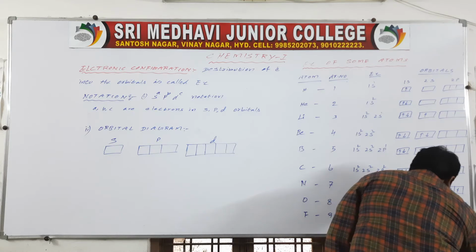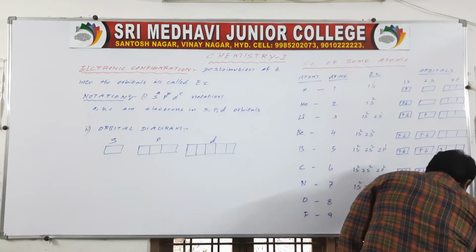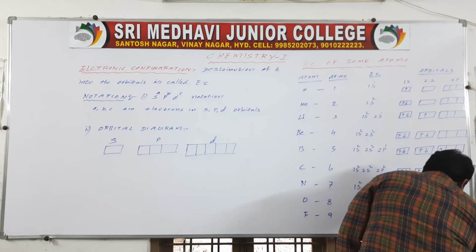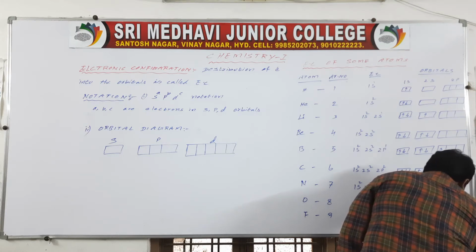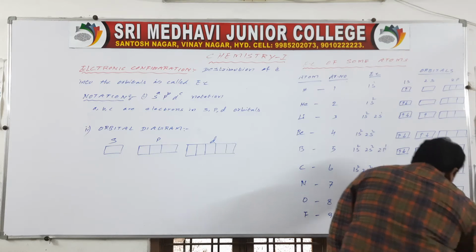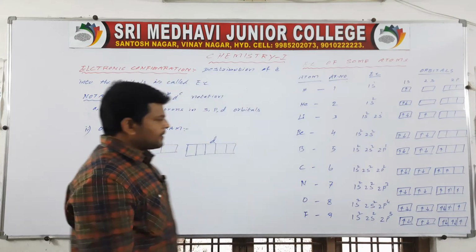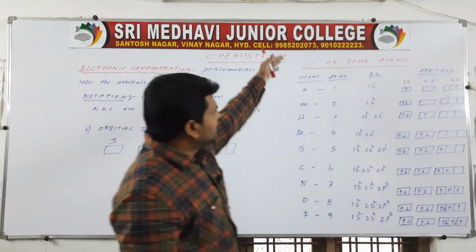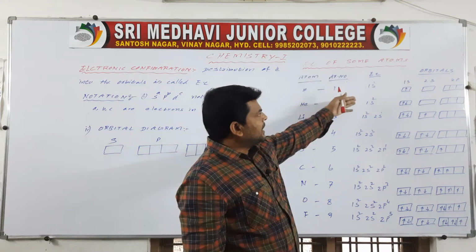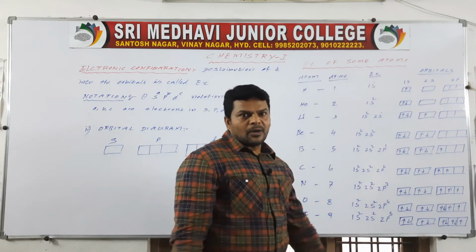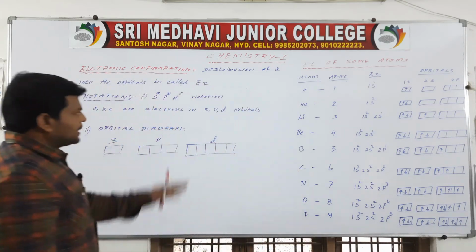1, 2. And 1, 2, 3, 4, and 5. This is the way we may write the atom, atomic number, electron configuration, and orbitals which are present in the corresponding.